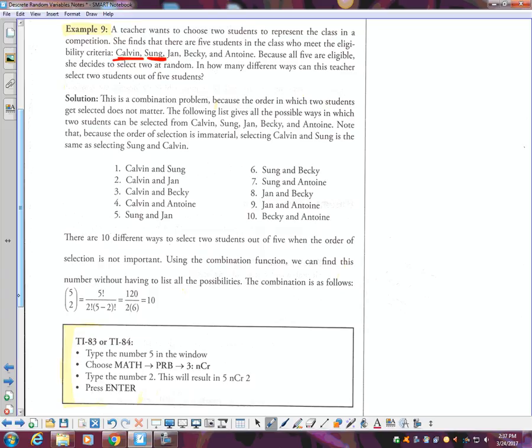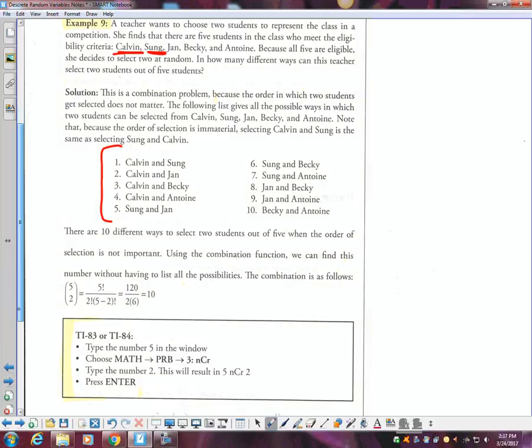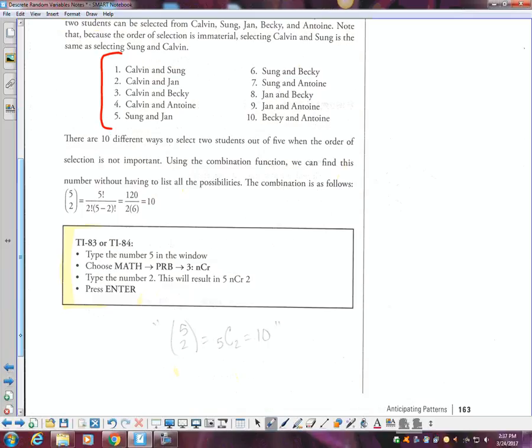Well, here she is finding it by hand. And so the answer is 10. There are 10 different ways to select 2 students out of 5 when the order is not important. But using a combination function, you can do the same thing. So this is 5 choose 2. So 5 factorial over 2 factorial, and then 5 minus 2 is 3, so 3 factorial, and then you can cancel, and that's 20 over 2, which is 10.